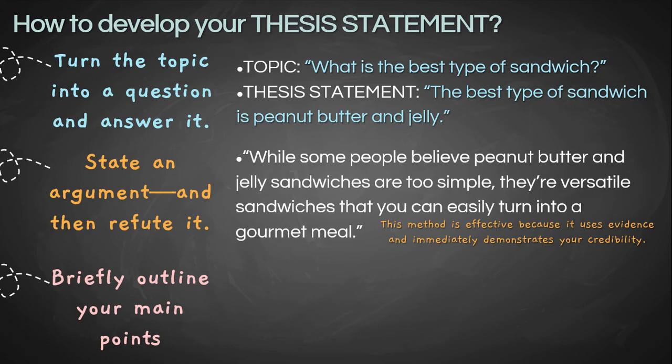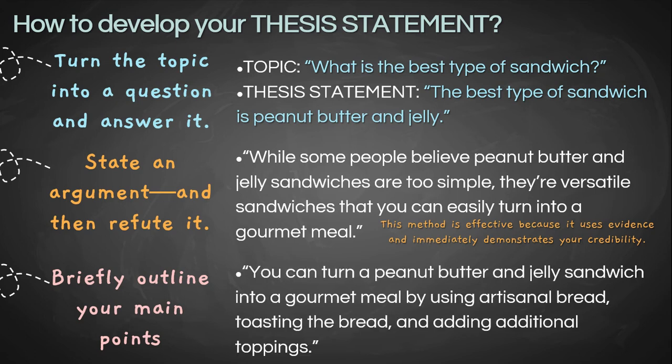The last way is to briefly outline your main points. You can turn a peanut butter and jelly sandwich into a gourmet meal by using artisanal bread, toasting the bread, and adding additional toppings. So as you can see, in this example, you already give to your reader what you are going to discuss in your arguments later.